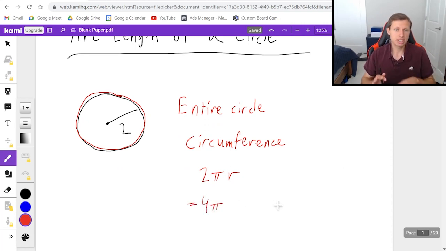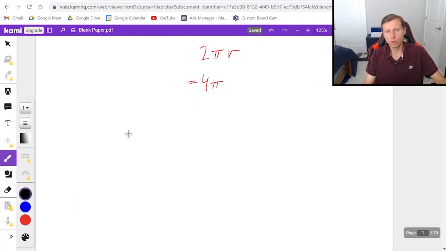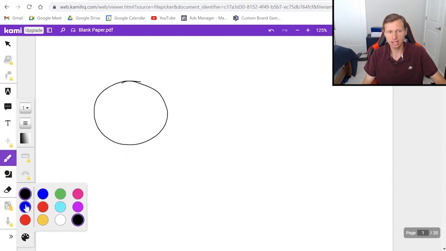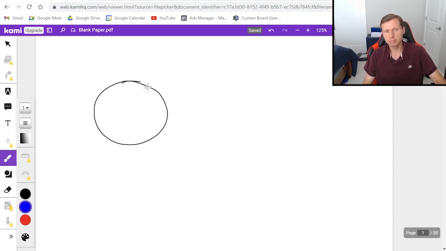Now that's if it's the entire circle. That's not usually what we have. For most arc length problems, what we're really doing is you have a circle, okay, and you just want to find part of the arc length, let's say from here to here. And normally it's defined by some kind of central angle right here, like let's say 30 degrees.